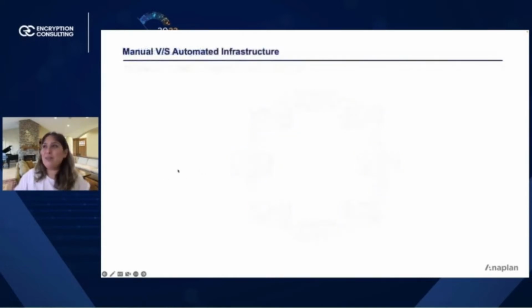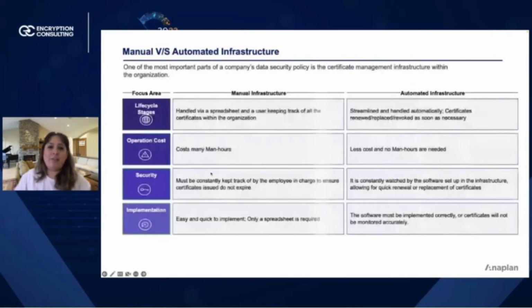Now let's talk about the approaches. The certificate management infrastructure is one of the key cores in data security and also in Anaplan. We have two approaches, or two models: the manual infrastructure and the automated infrastructure. I'll talk about the distinction between those two approaches, which is pretty common sense, but it's worth mentioning. On the manual infrastructure, let's talk about that.